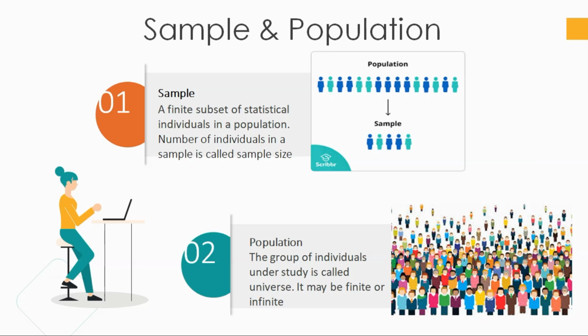So what is meant by sample and population? Sample means a finite subset of population. The number of individuals in a sample is called the sample size, and it is denoted by small n. Here the diagram says out of this population I have taken only 5 samples for testing. So here the sample size is small n, and the population size is capital N. For example, in the current scenario, the corona affected people have been taken as a sample among the world population.